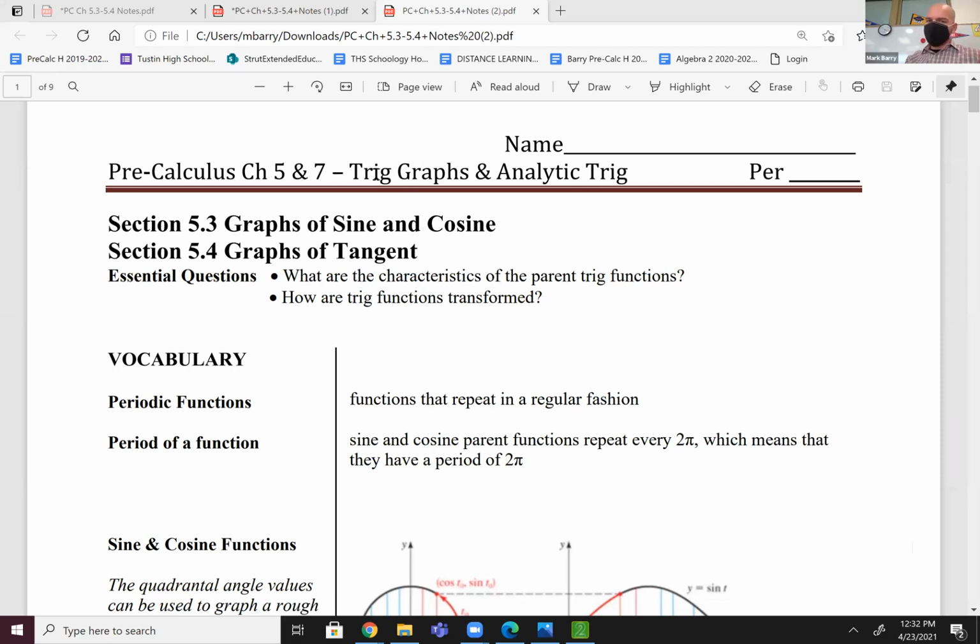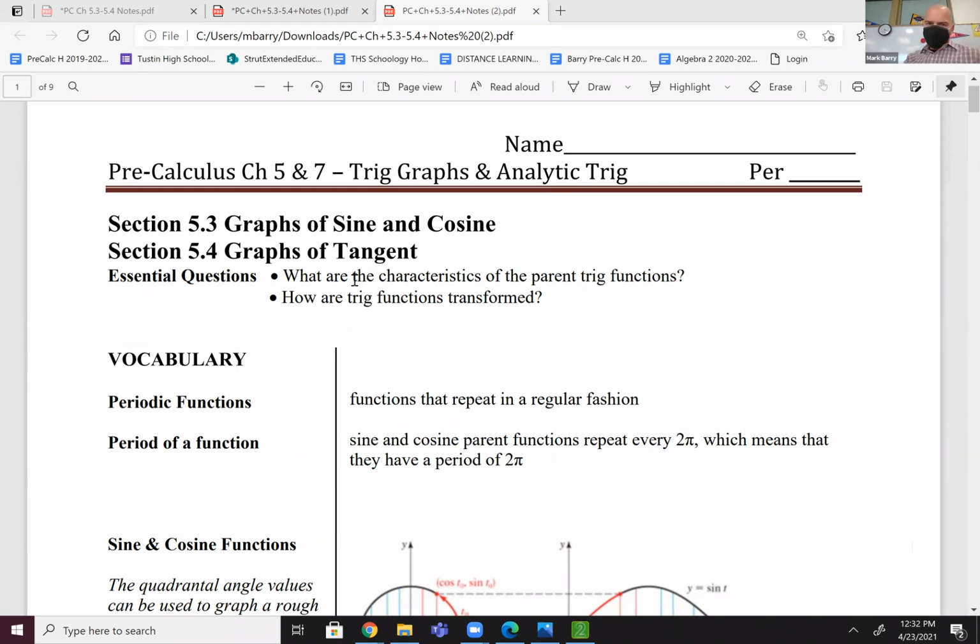So chapter 5 is trig graphs is what we're going to look at. So we're going to take sine, cosine, and tangent, and we're going to graph them as a function, okay? And then we'll go into chapter 7 later on, and that's analytic trigonometry. So we'll really analyze the trigonometry, all right?